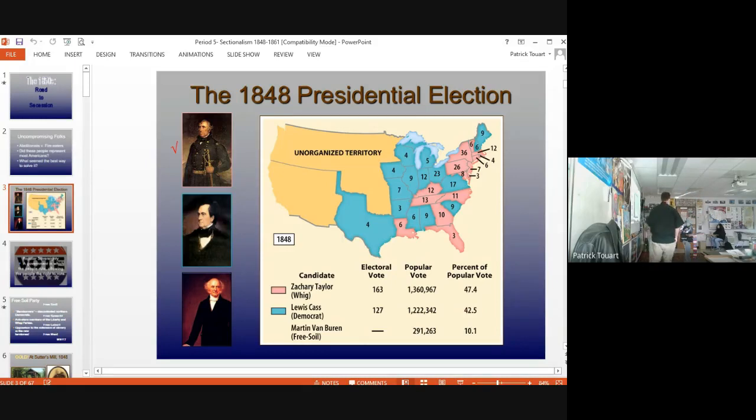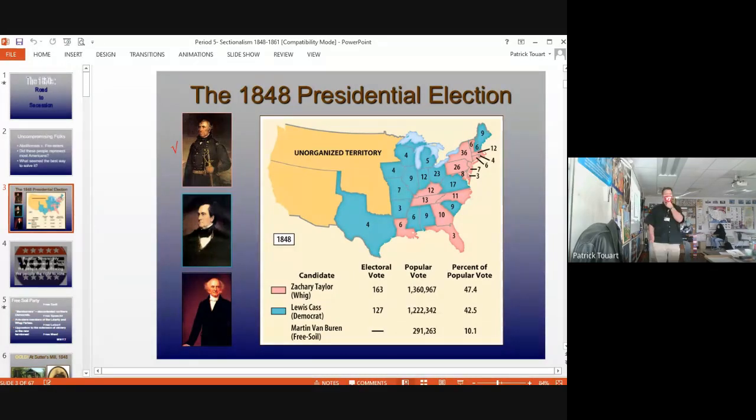Run a general. Well, Cass was a war hero, but his war was the War of 1812, so he's a little bit old. Zachary Taylor's a hero of what war? The Mexican Wars. It's a little fresh in the minds of everybody. Problem with Cass, too, is that he had too much of a record. He'd been involved with Jackson's presidency, and he'd been the ambassador to France. And so Cass was kind of a well-known figure.